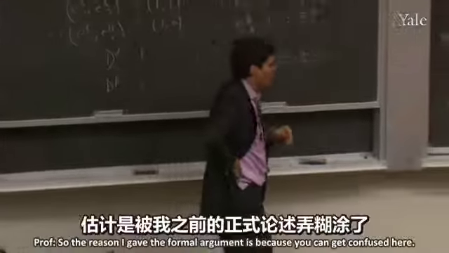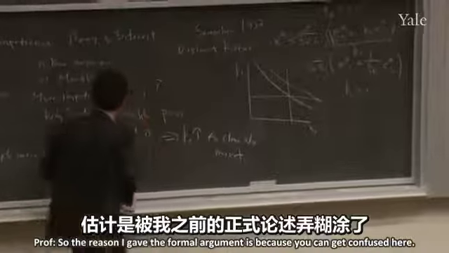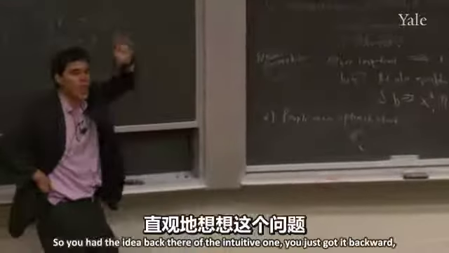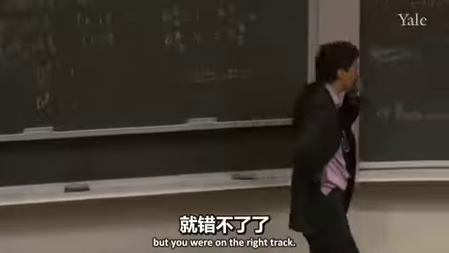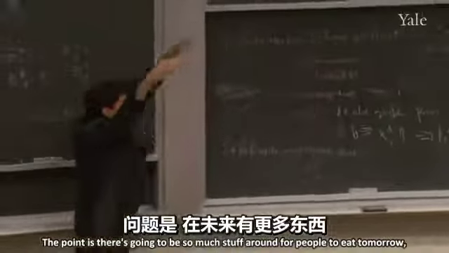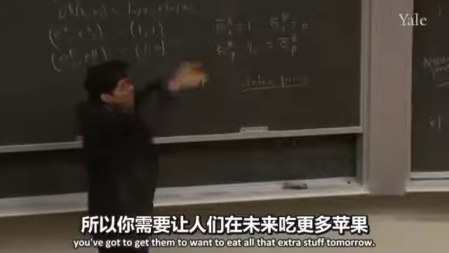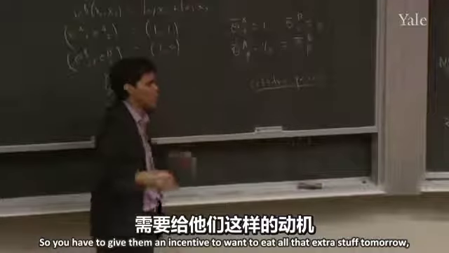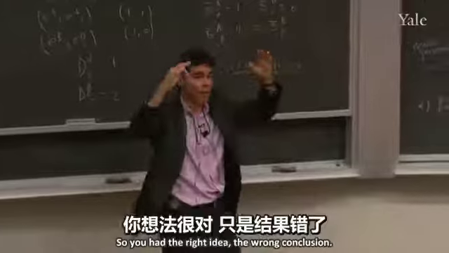The reason I gave the formal argument is you can get confused here. So let's just do the intuitive one. You had the idea back there of the intuitive one. You just got it backwards, but you're on the right track. The point is there's going to be so much stuff around for people to eat tomorrow, you've got to get them to want to eat all that extra stuff tomorrow. So you have to give them an incentive, so you have to raise the interest rate, not lower it. So you have the right idea, the wrong conclusion.